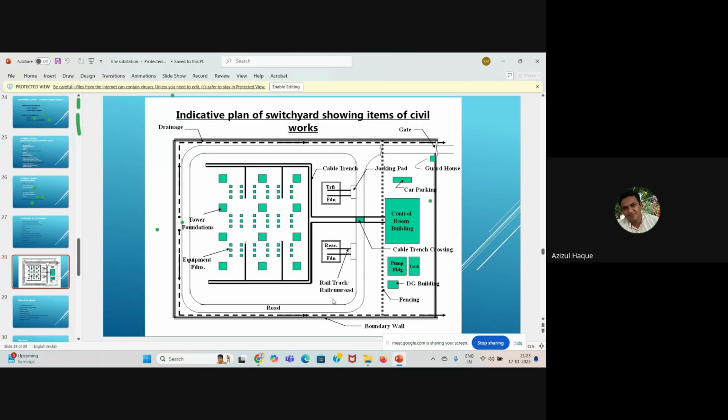Okay, this is a sample drawing. Everything, this equipment foundation, tower foundation, transformer foundation, control room building, this cable trench, road, all are shown here. This is an indicative plan of civil works. Okay, next slide, ma'am.